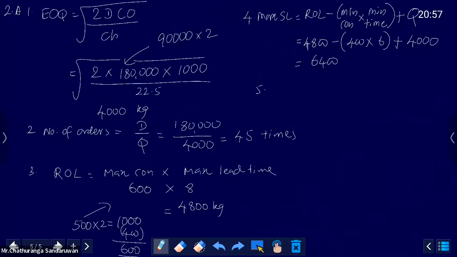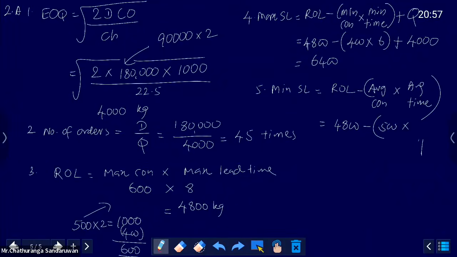Fifth one, minimum stock level, reorder level minus average consumption into average lead time. Reorder level 4,800 minus average consumption, which is given as 500. Average lead time, minimum 6 days, maximum 8 days. Get the summation, divide by 2. Here 14 divided by 2, 7. It's 3,500, therefore 1,300.